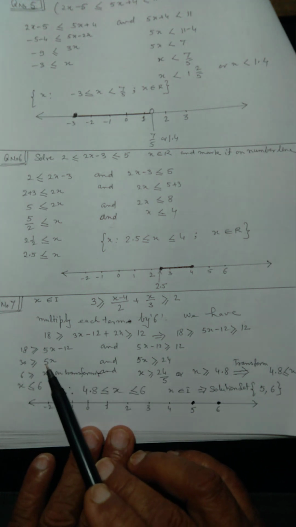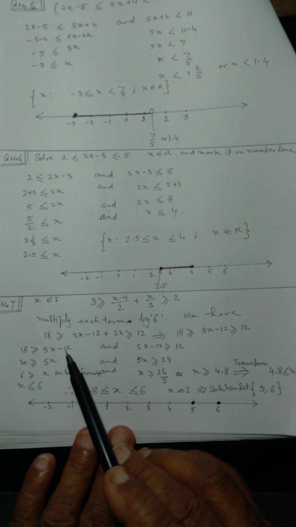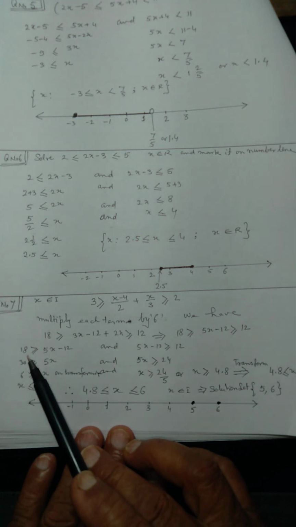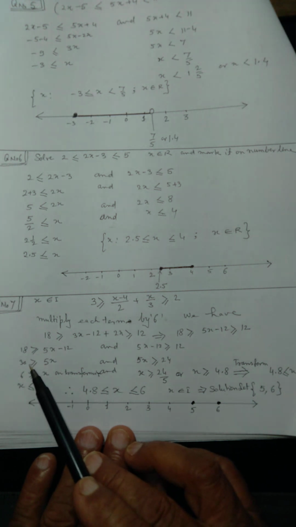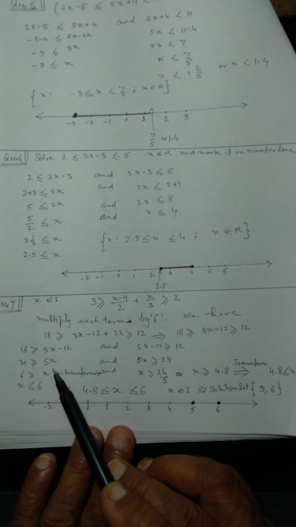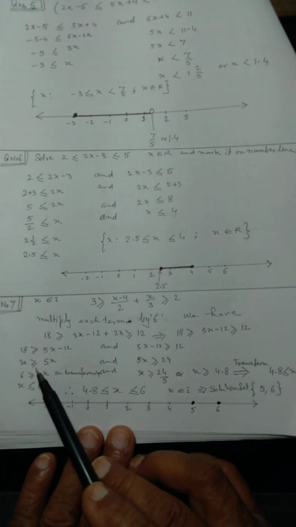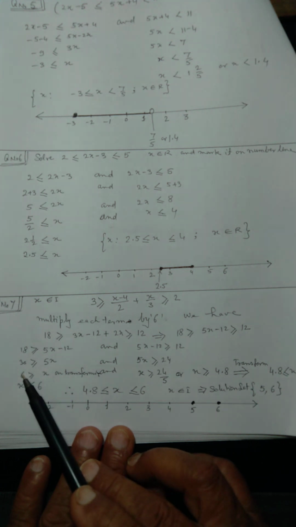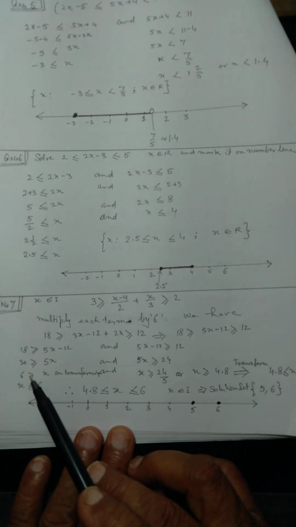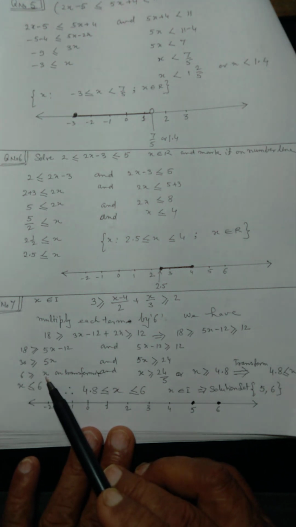You see, once you transpose this minus 12 to the left hand side, it will become plus. So the 30 will come. 30 is greater than or equal to 5x. Again, if you divide both sides by 5, you will get here 6. 6 is greater than or equal to x.